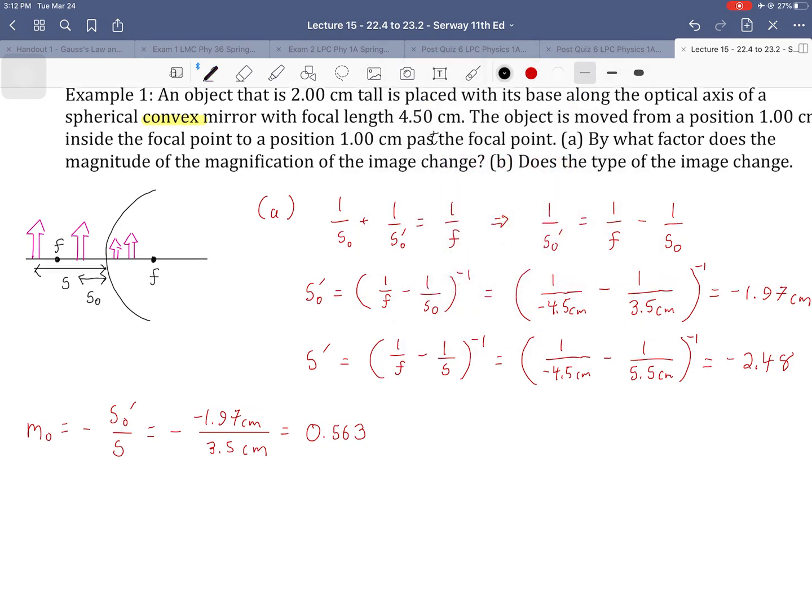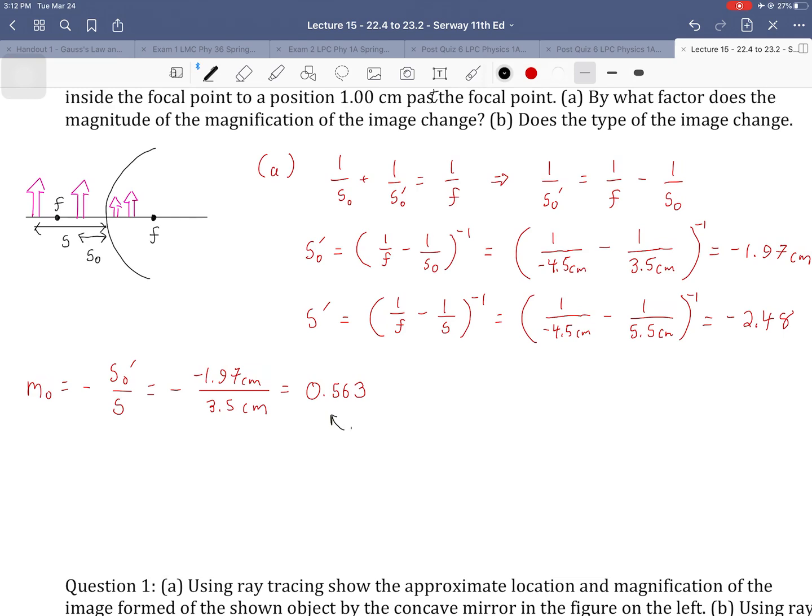So we'll add a couple notes here. M less than 1 means image is shrunk relative to the object, and M greater than 0 means image is upright and virtual, which if you know one, then it has to be the other. Upright means virtual, but just for clarity, I'm writing both.